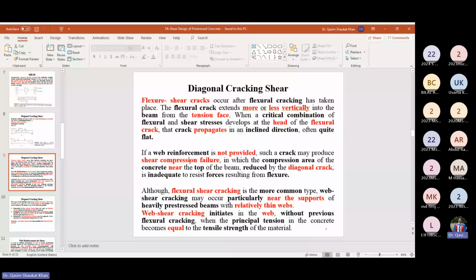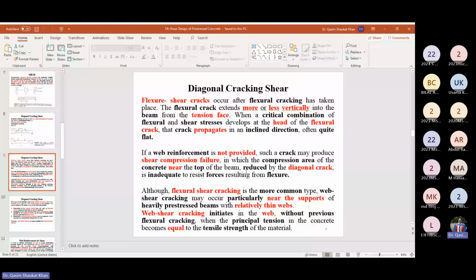If web reinforcement is not provided, such a crack may produce shear compression failure, in which the compression area of the concrete near the top of the beam is reduced by the diagonal crack. Basically, as the vertical flexural crack propagates upwards, the neutral axis also moves upwards.